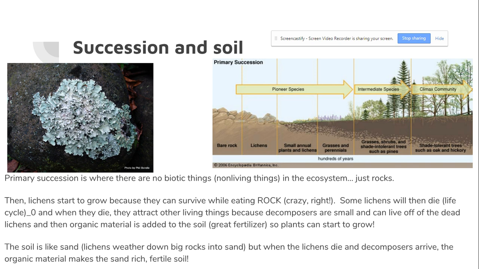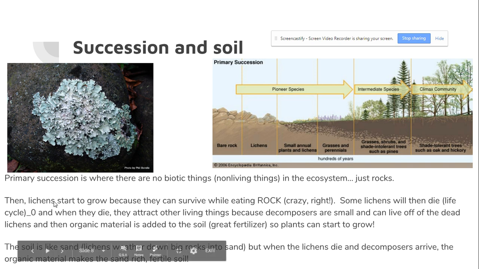All right, so how do we get soil from rock? How does it happen? We know it weathers down, but what does that process actually look like? That is called succession. Primary succession is where there are no biotic living things. Look at this right here. There is nothing but bare rock there. Nothing. No living things whatsoever. So that's how we first start an ecosystem, just by bare rock, just by bare earth.